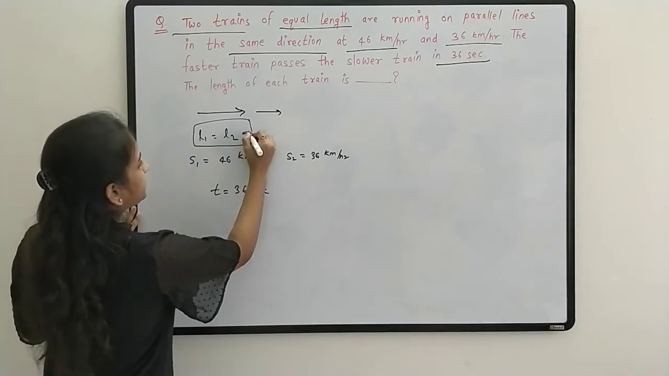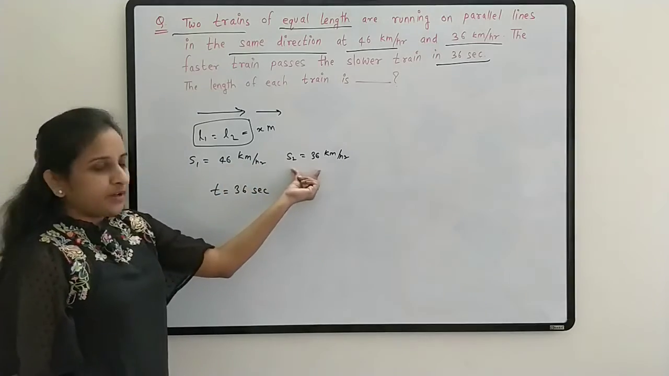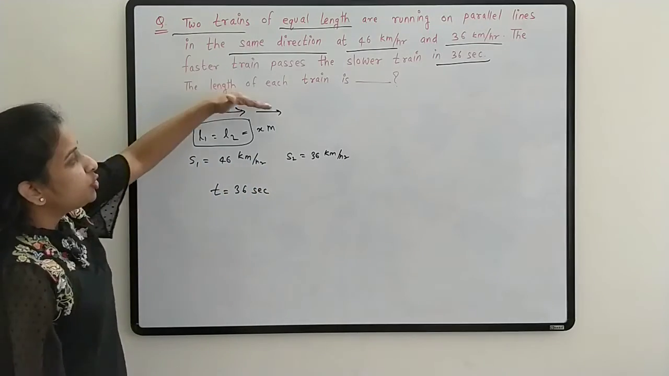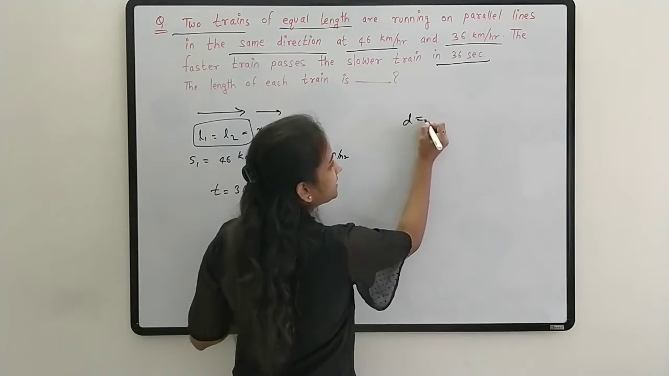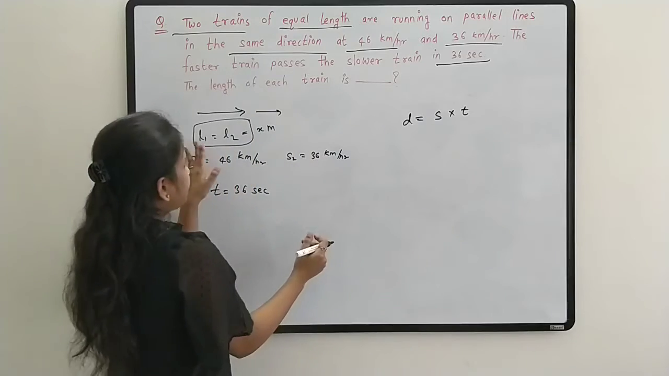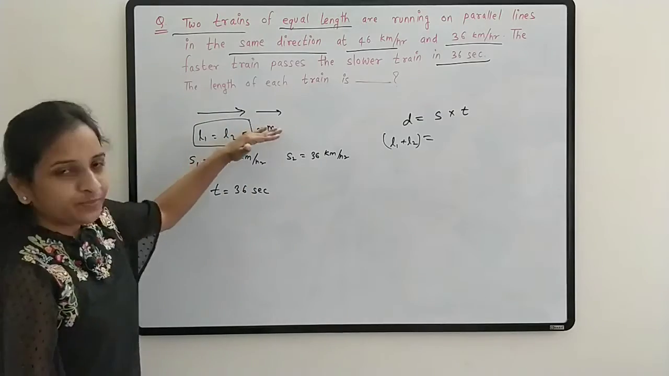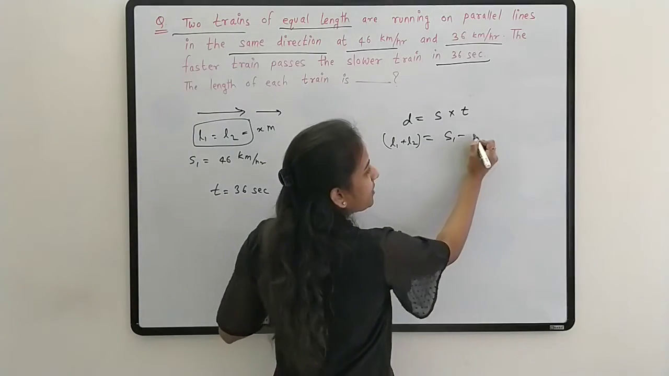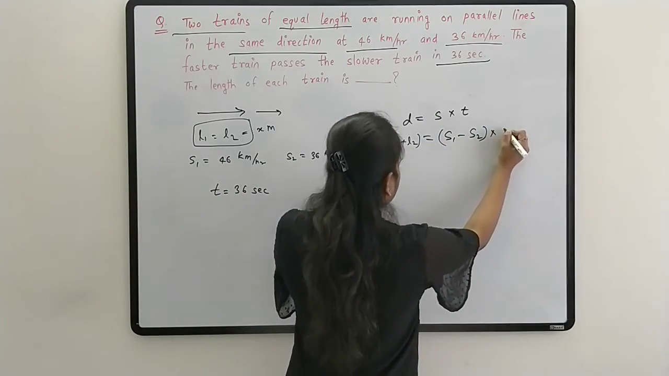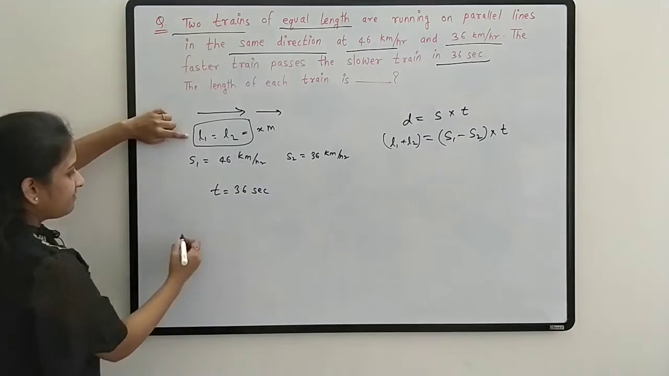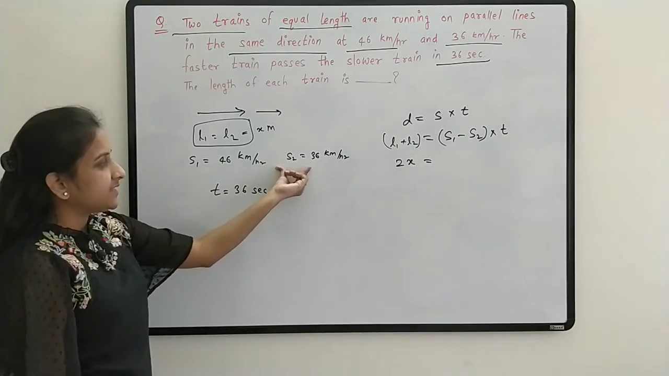Okay, let's consider the length of each train as x meter. Now speeds are in kilometer per hour, we have to change it. See, two trains are moving in the same direction. So what is our formula? The basic formula, distance is equal to speed into time. In this case, distance is nothing but L1 plus L2. Speed, relative speed, moving in the same direction, so S1 minus S2. Higher speed minus slower speed. Into T, time. Now L1 plus L2 is 2x, equal to S1 minus S2.